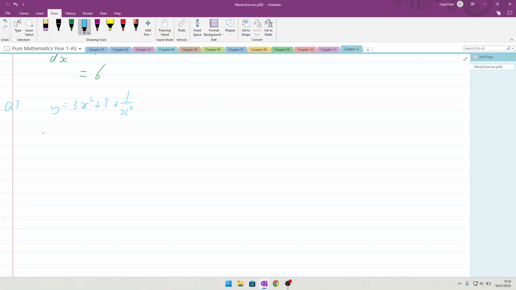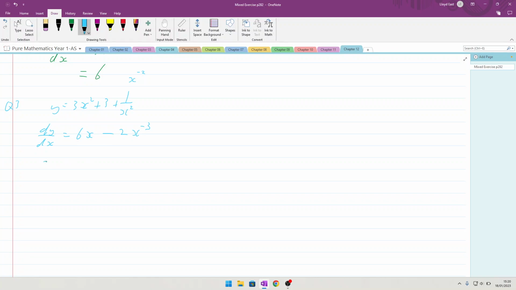Okay, so dy by dx is going to be 6x, multiplying the 2 down to give you 3, dropping 2 by 1. The 3 disappears, and now this 1 over x squared can be considered to be x to the minus 2. So we end up with minus 2, multiplying it down, okay, and then x and minus 2 and minus 1 is minus 3.